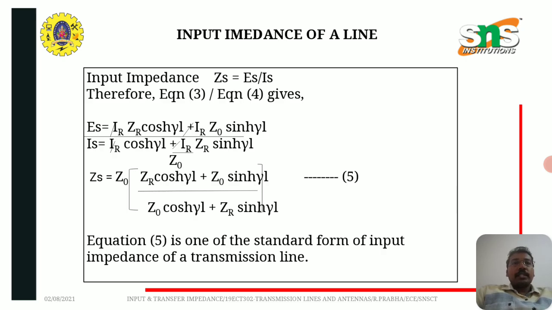Input impedance Zs equal to Es by Is. Therefore, equation 3 divided by equation 4 gives Zs equal to Z0 into Zr cosh gamma L plus Z0 sinh gamma L, divided by Z0 cosh gamma L plus Zr sinh gamma L. Equation 5 is one of the standard forms of input impedance of a transmission line.